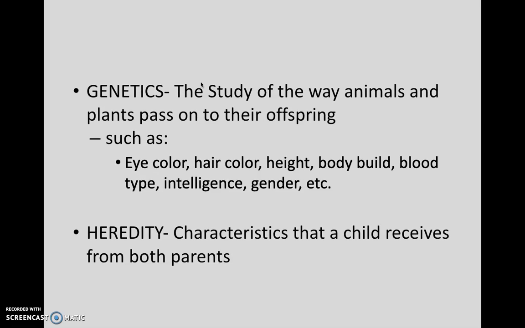So genetics, plain and simple, is the study of the way animals and plants pass on traits to their offspring. Things that are passed on could include eye color, hair color, height, body build, blood type, intelligence, gender, among a variety of other things. Heredity refers to the characteristics that are passed on from both parents. So we have our heredity and our genetics.